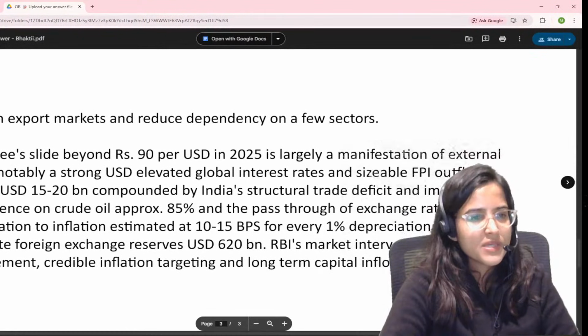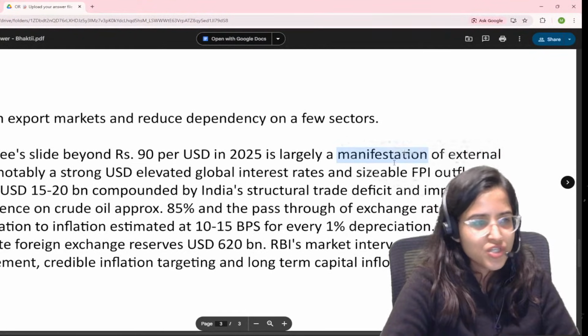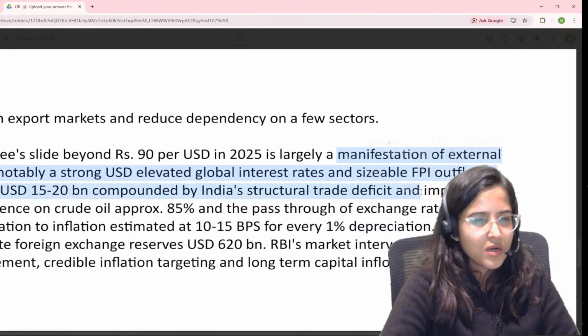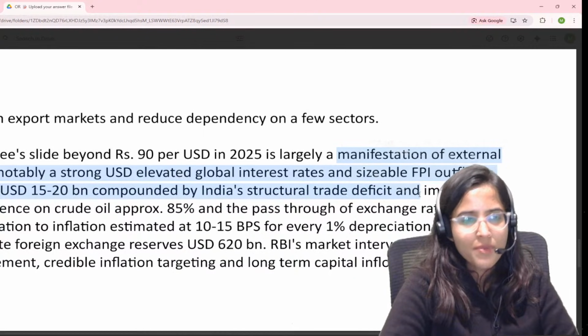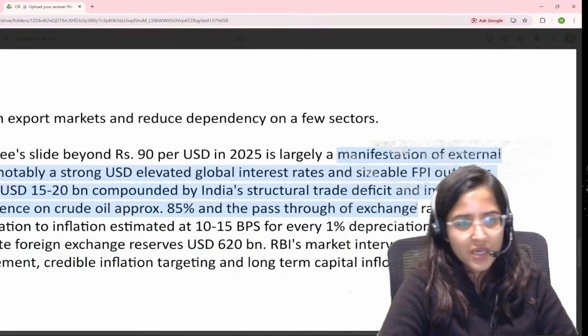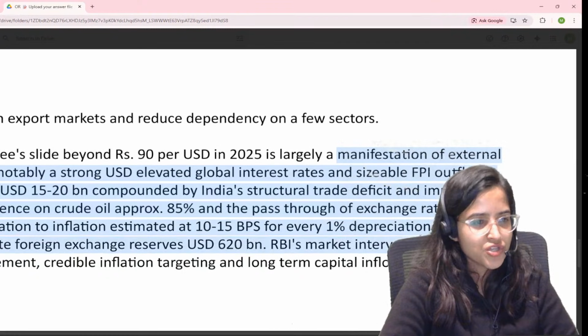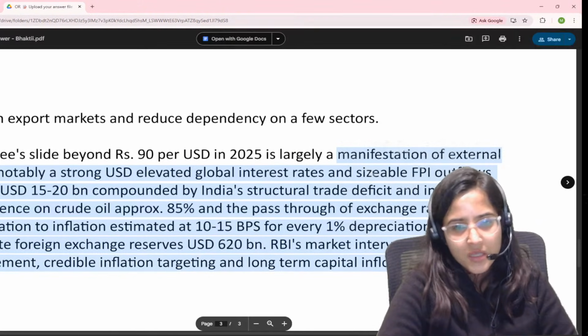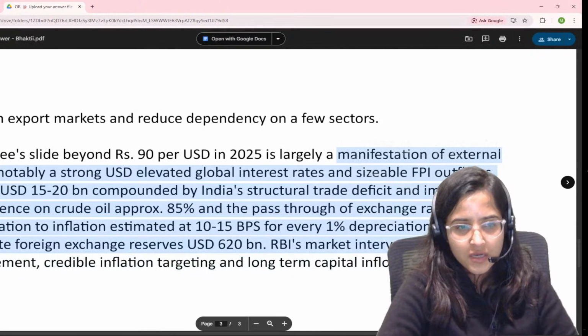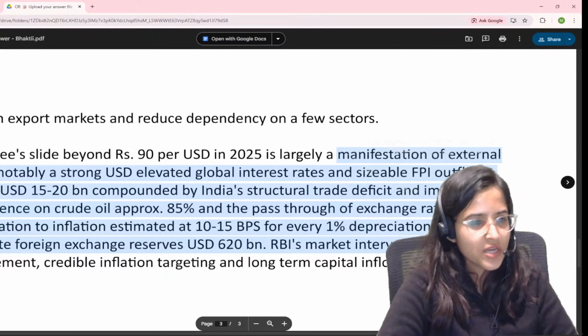ठीक है. Rupee slide beyond this is largely a manifestation of external shocks, sizable FPI outflows compounded by India's structural trade deficit, approximately 85% and pass through of exchange rate depreciation. ठीक है. With adequate foreign exchange reserves, RBI's market intervention and liquidity.